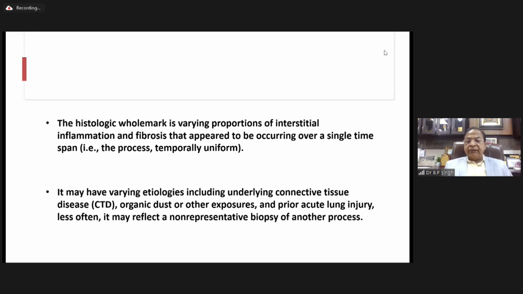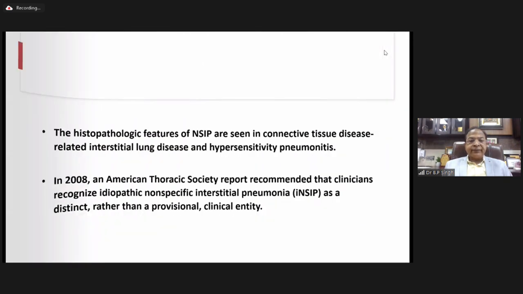It may have varying etiologies, including underlying connective tissue disease, which is very important, organic dust or other exposures, and prior acute lung injury. Less often, it may reflect a non-representative biopsy of another process. You might be seeing a different pathology while getting NSIP as a finding in the biopsy. The histopathologic features of NSIP are seen in connective tissue disease-related ILD and at times in hypersensitivity pneumonitis also.